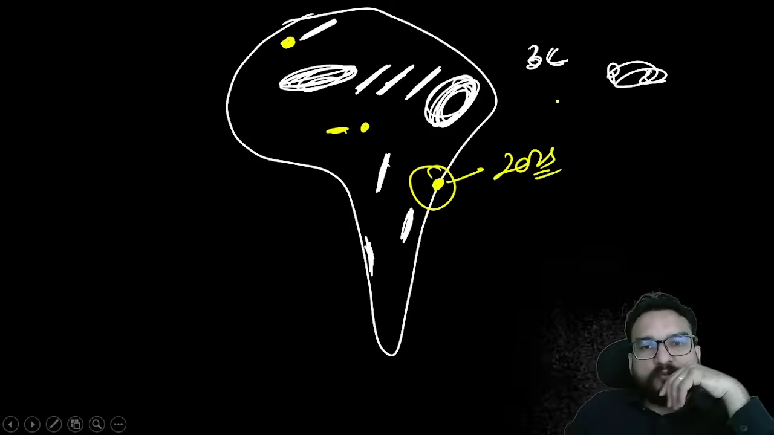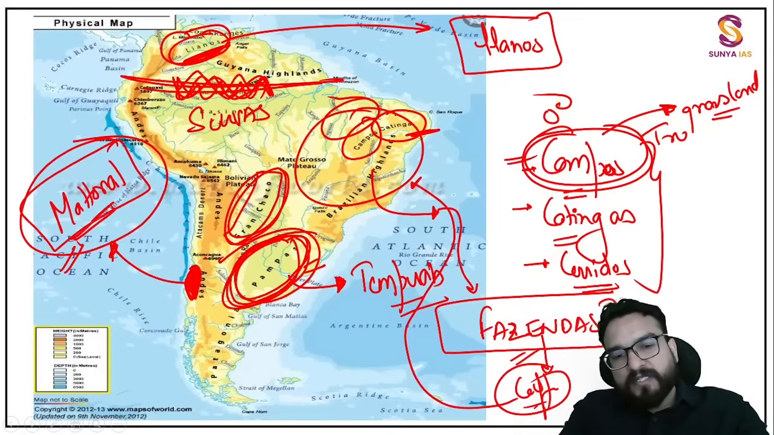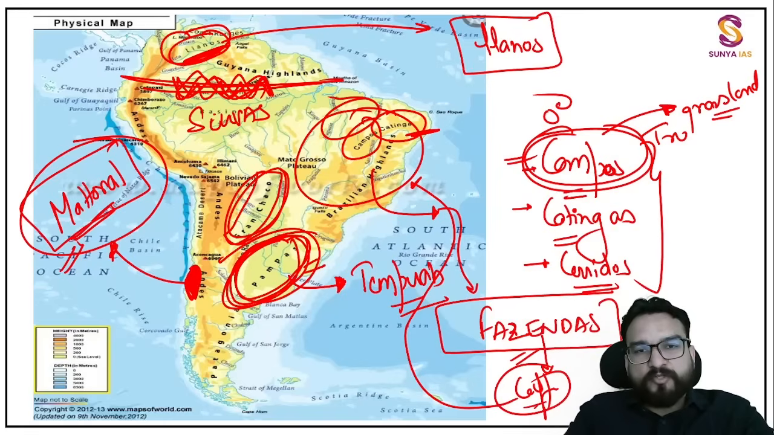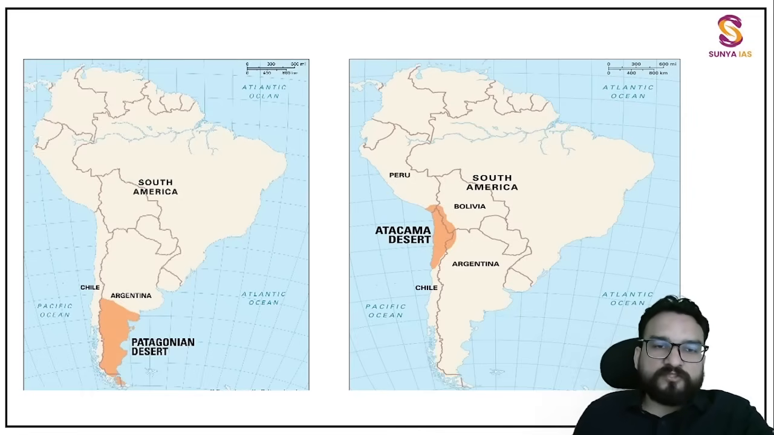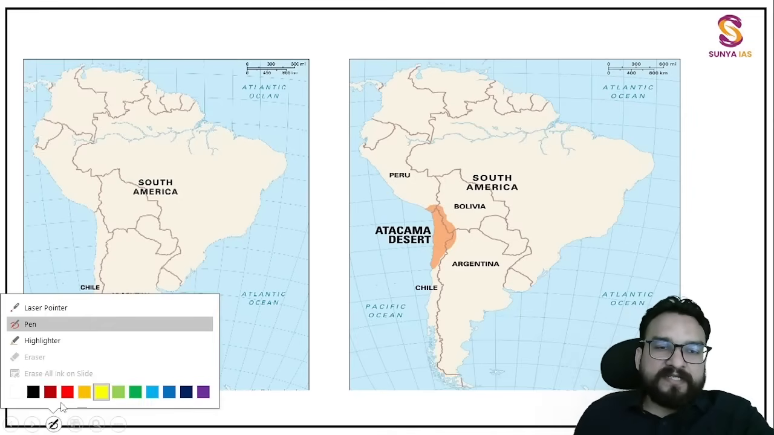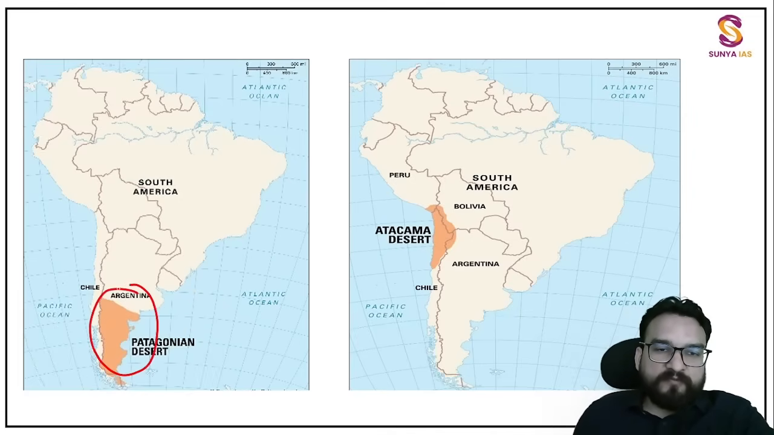Now let us move forward and understand the deserts over here, guys. The deserts which I am going to tell you about are, first of all, the Patagonian desert. Patagonian desert you will be finding. Why this Patagonian desert? Why has this desert formation happened over here? Can you tell me? These are the reasonings. It is not that I don't know. I know every reasoning with respect to this too.